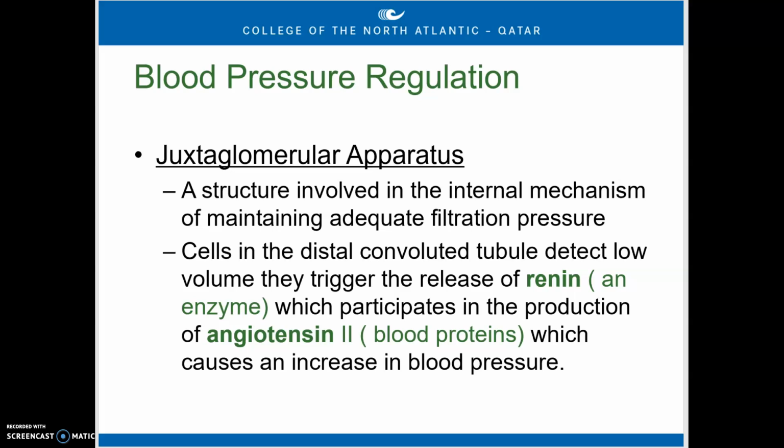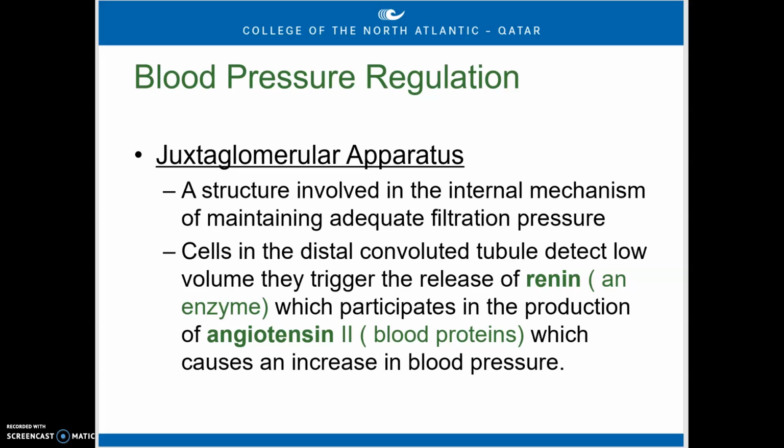Now, in the distal convoluted tubule, there are groups of cells that will detect if there's a low volume of filtrate inside of the nephron. Now, when that happens, those cells will trigger the release of an enzyme called renin. Renin is an enzyme that will help us produce another protein called angiotensin II. Now, angiotensin II is a protein that has a direct effect on our blood pressure.